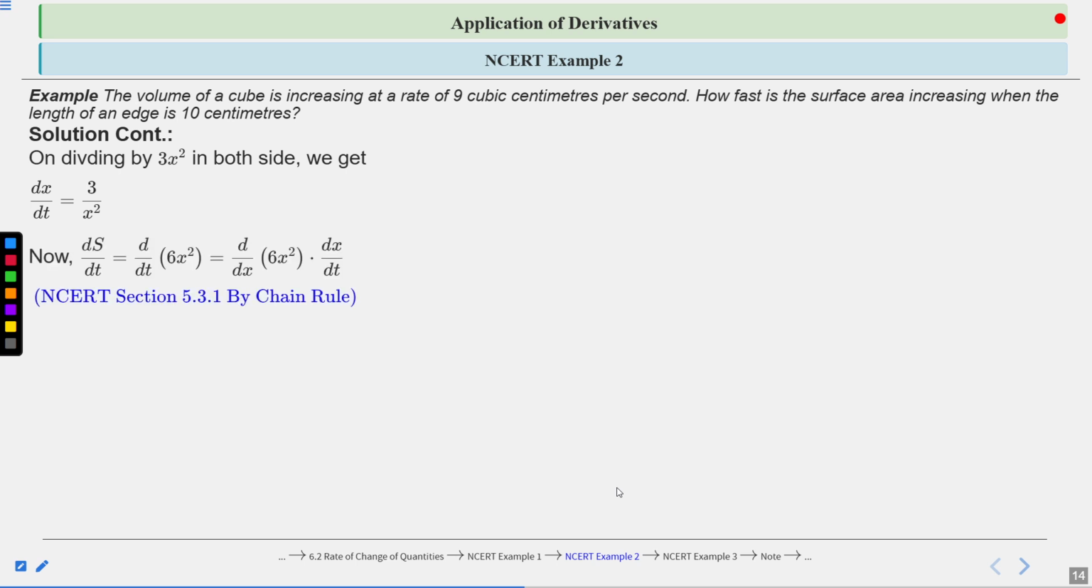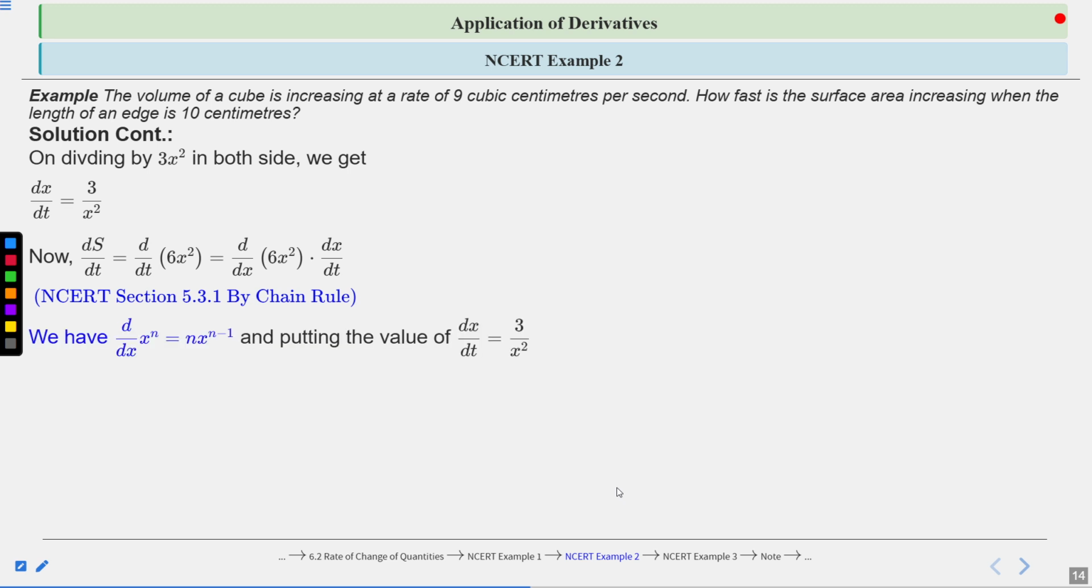So ds upon dt will be d upon dt of 6x square, because we know that surface area S is equal to 6x square, right? So ds upon dt is equal to d upon dt of 6x square, which is d upon dx of 6x square into dx upon dt, right? Clear? Again, you can refer NCERT section 5.3.1, chain rule.